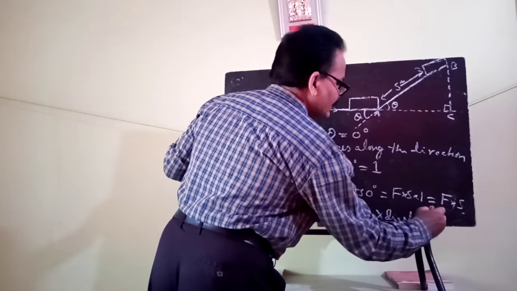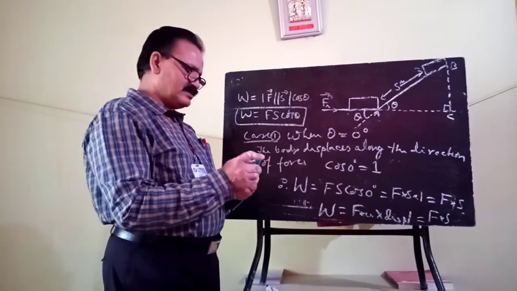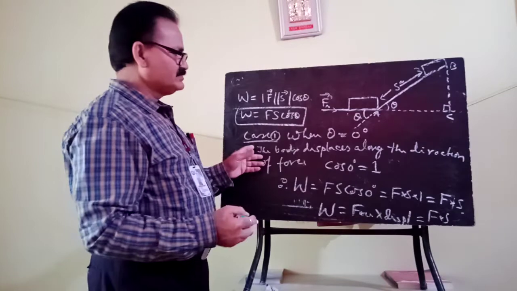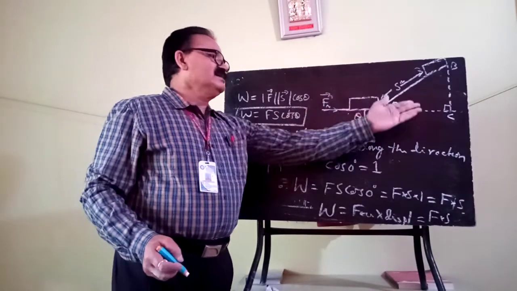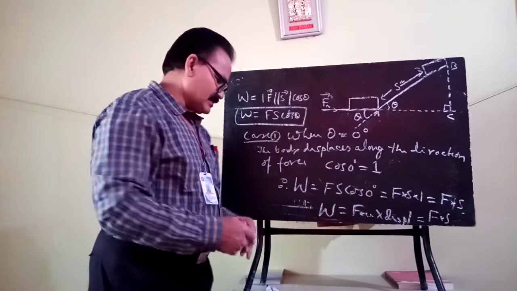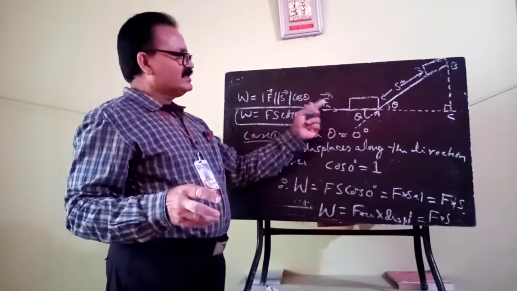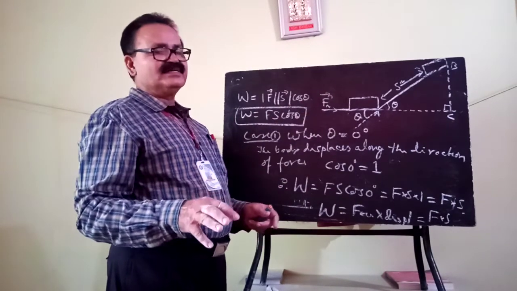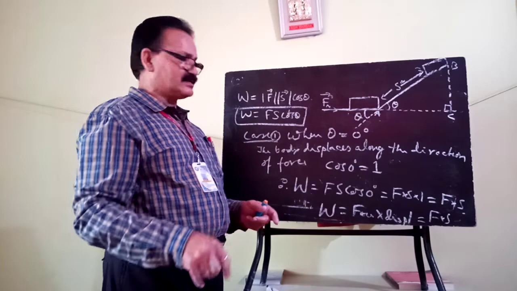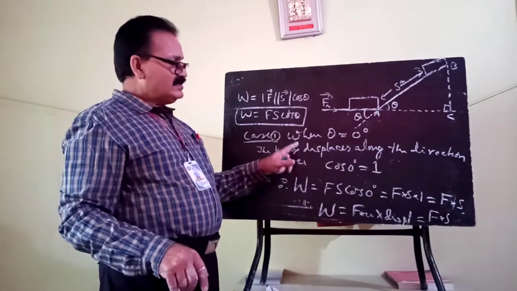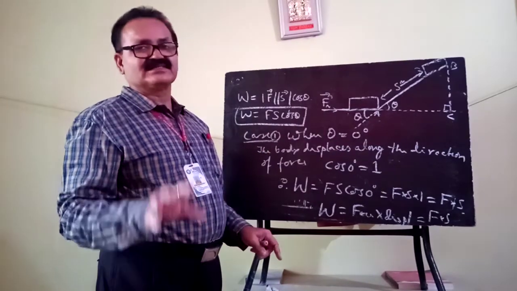That is Fs. Okay, when theta is 0 degrees, this is case 1, when the displacement occurs along the direction of force. As per the definition stated earlier, when a force acts upon a body, the point of application of force gets displaced along the direction of force. So this is the case when theta is 0, that means the body displaces along the direction of force.